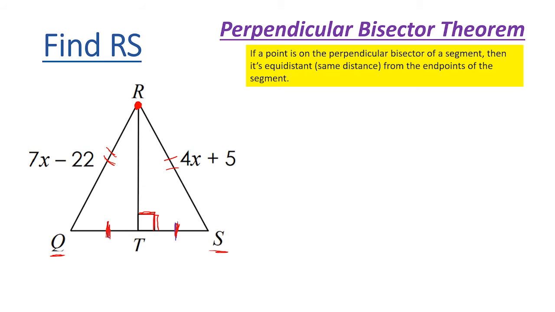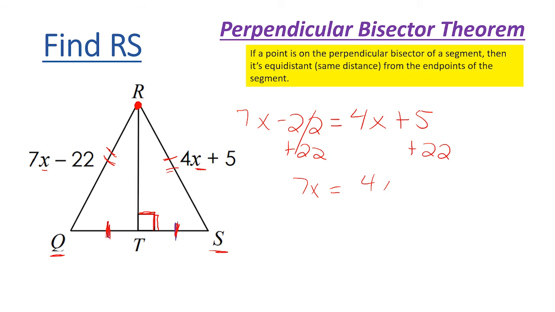Alright, so in order to find RS, I need to find the value of x. And so, since we've concluded from the perpendicular bisector theorem that RQ is congruent to RS, I could simply take each expression and set it equal, because they are congruent. And from that, I could solve the equation for x. So inverse operations, just using those algebra skills. 7x equals 4x plus 27, subtracting 4x. 3x equals 27, dividing by 3, x equals 9.